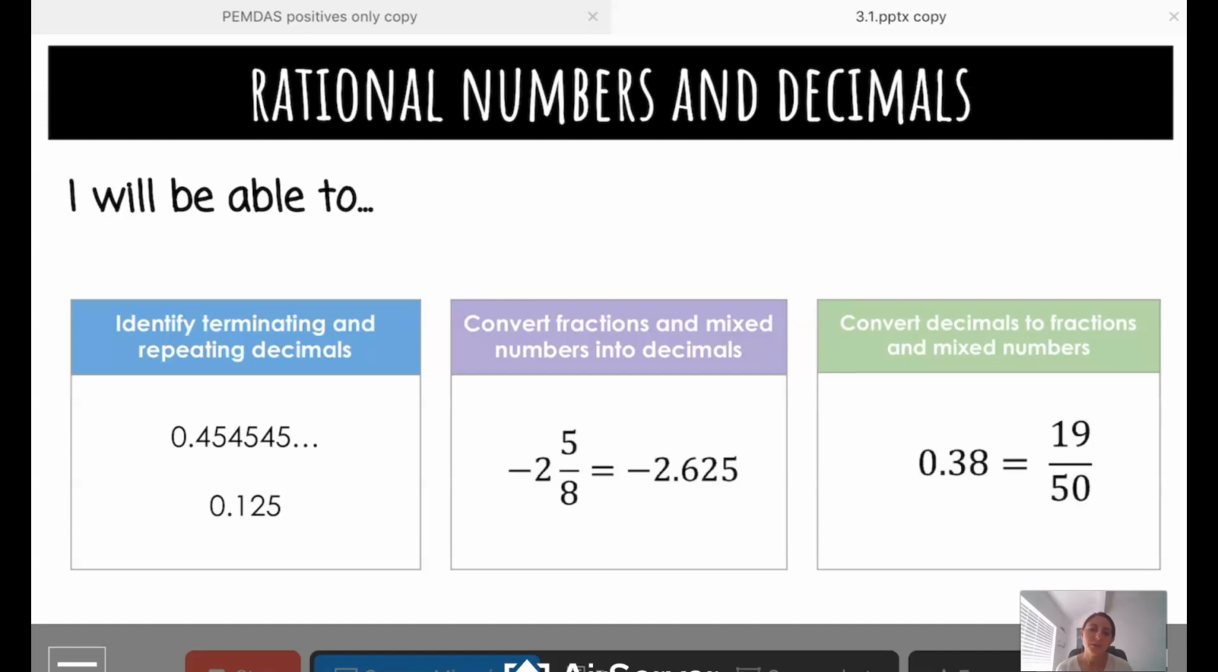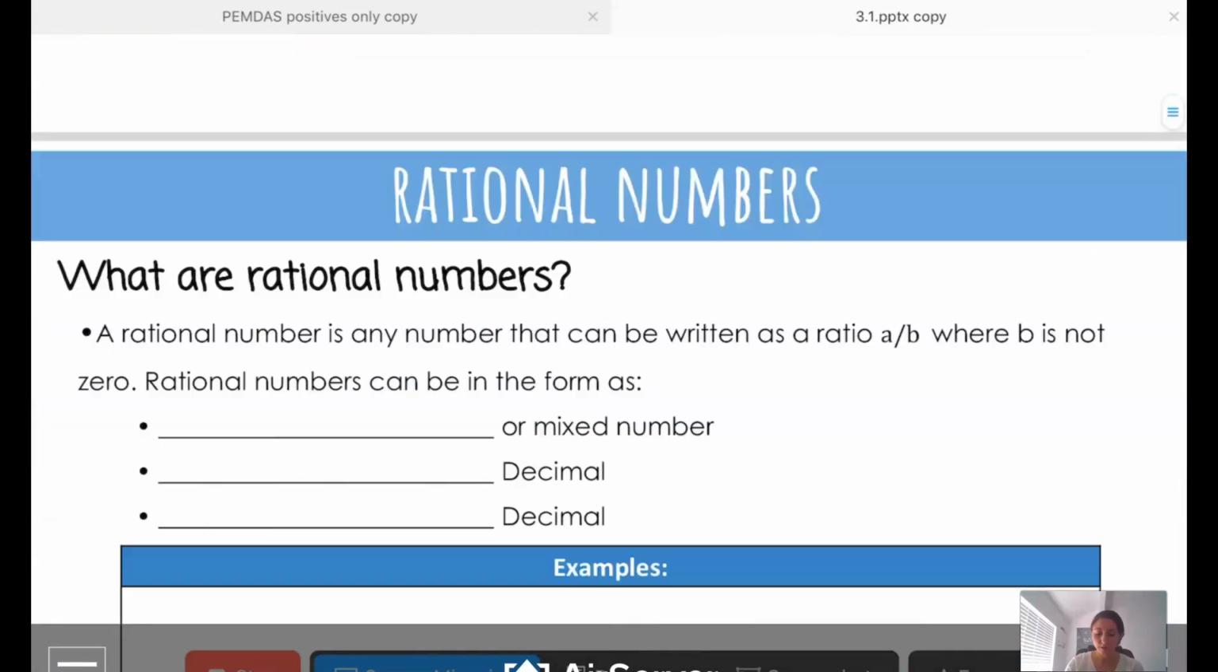Hey class, today we're going to look at rational numbers. So by the end of this lesson, you will be able to identify terminating and repeating decimals, convert fractions and mixed numbers into decimals, and convert decimals to fractions and mixed numbers.